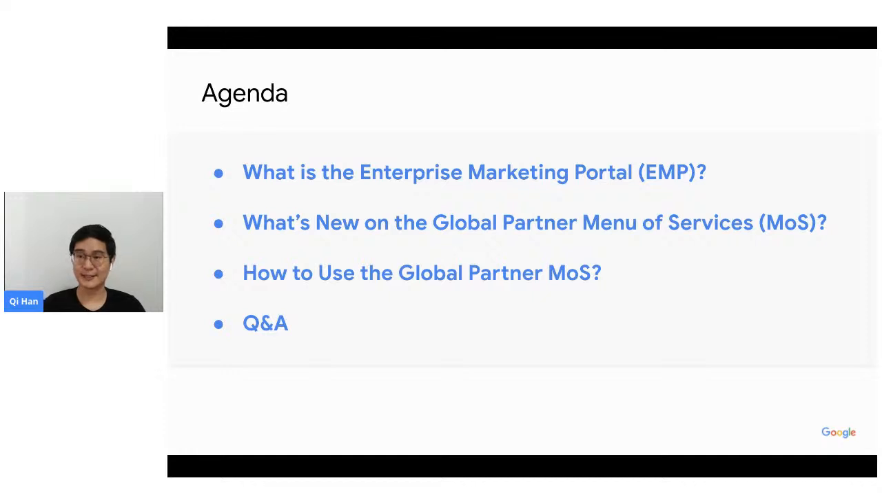Here's the agenda for today. First, for those of you who may be unfamiliar, I'll give you a quick walkthrough of what the Enterprise Marketing Portal is and how to navigate it. Then I'll hop in to explain what's new on the Global Partner menu of services. And finally, I'll dive into the use case on how to use the menu of services. And from now, I'll refer to the menu of services as MOS for short.